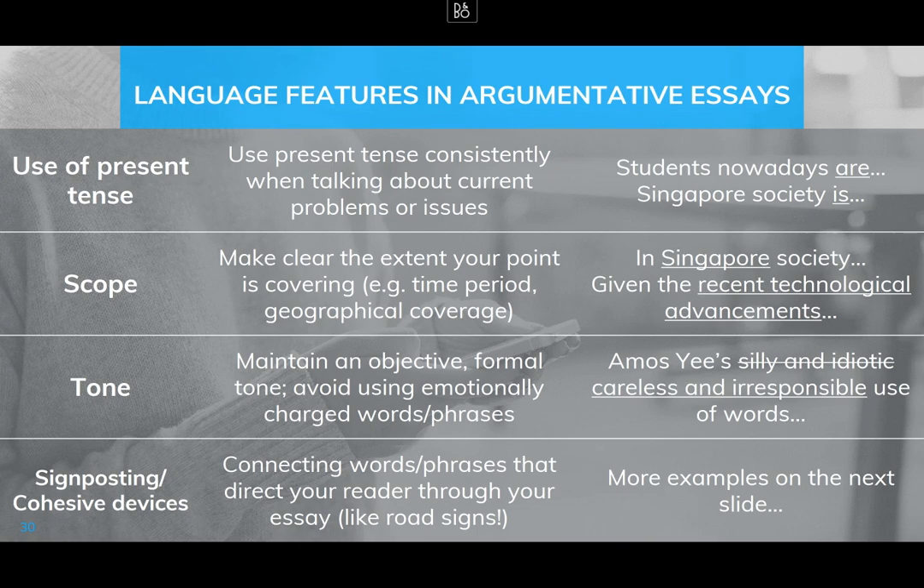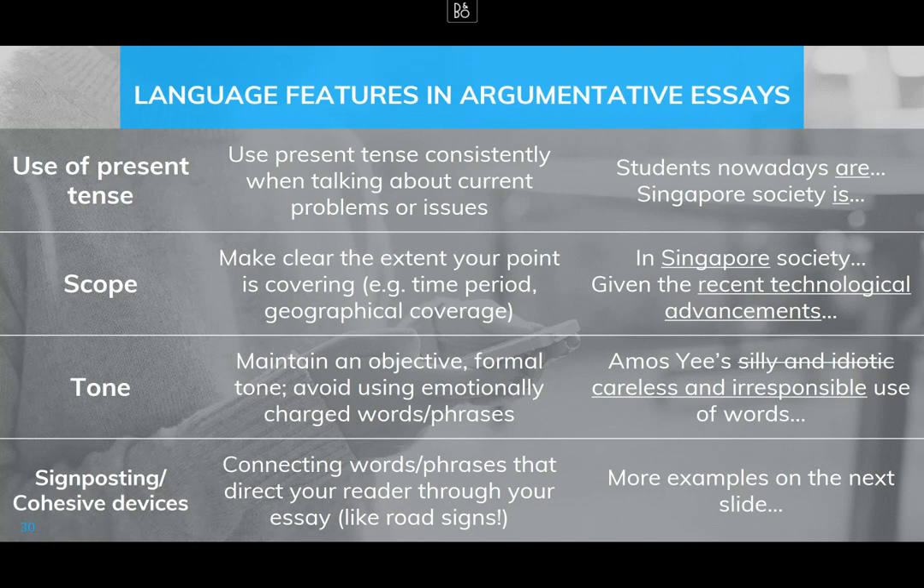But if you are talking about, for example, space exploration 50 years ago, maybe the moon landing, the first time Neil Armstrong and Buzz Aldrin actually stepped on the moon, you naturally use past tense. Likewise, when talking about future events, for example the possibilities of artificial intelligence, all these would require you to use future tense. But if you're talking about current problems or issues, you use present tense. Some examples: students nowadays are, or Singapore society is.